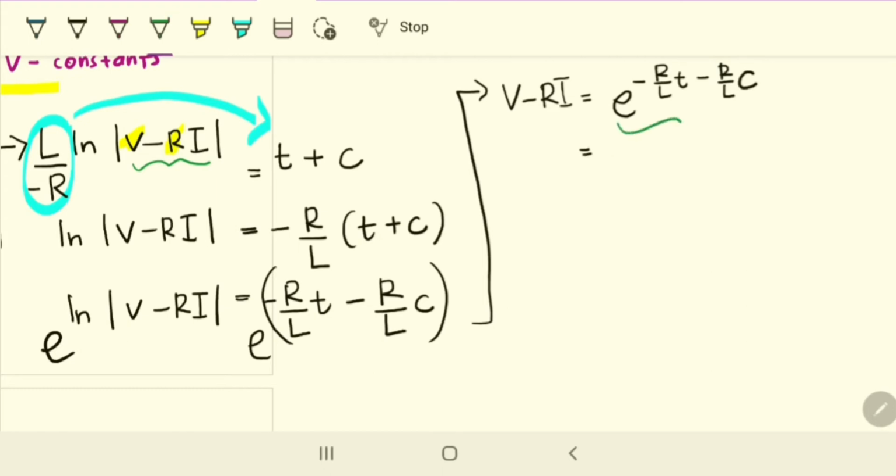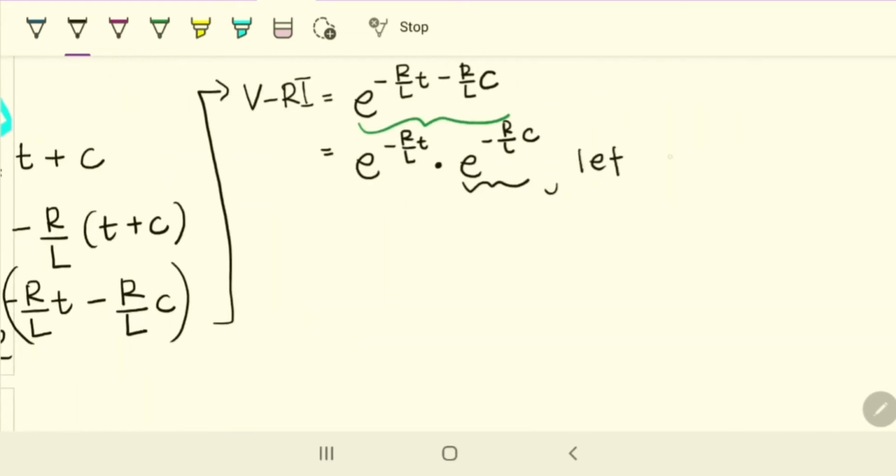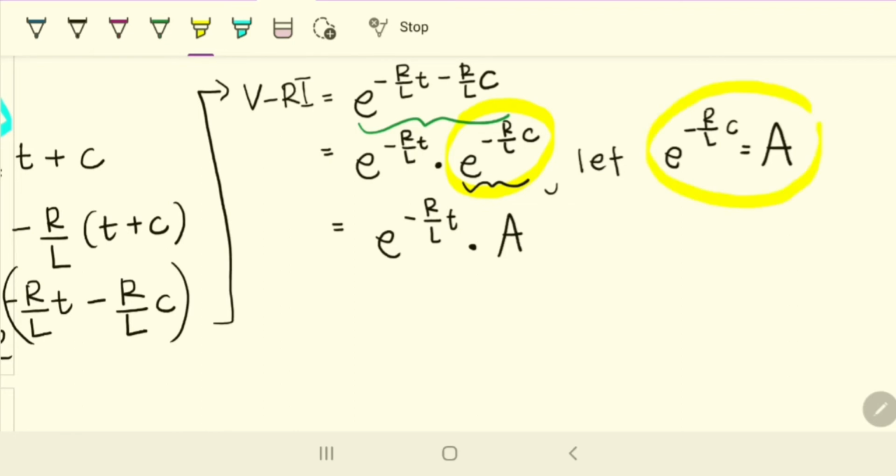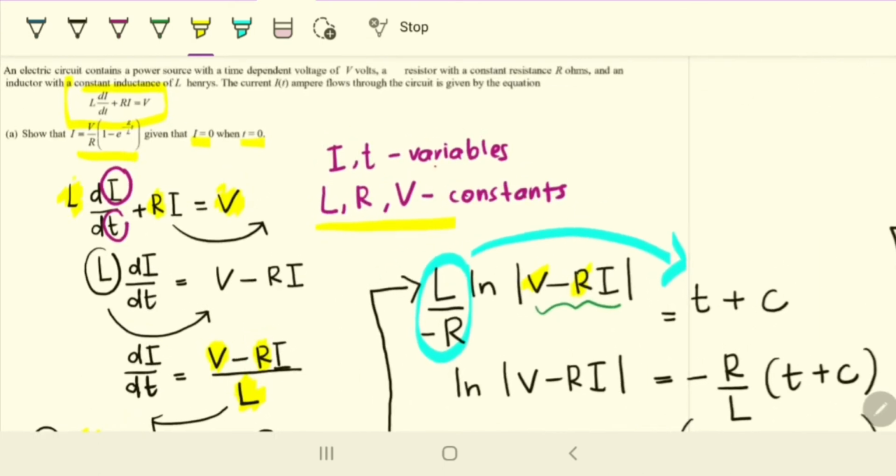Using the rule of index, you can separate the E like this, and we can write beside here, if we let E negative R over LC to be a constant A, then the right hand side will be E negative R over L T multiplied with A. Over here, we can denote as A because all R, L, and C are constant. While here, you cannot denote as A because we have T, the variable. That's why it's important to state in the beginning what the variables and constants are.